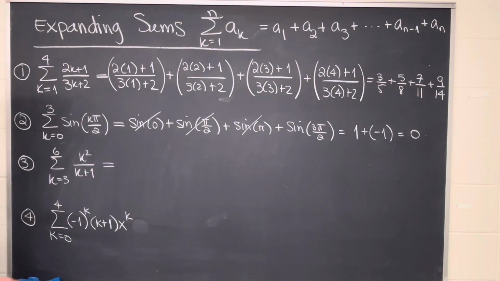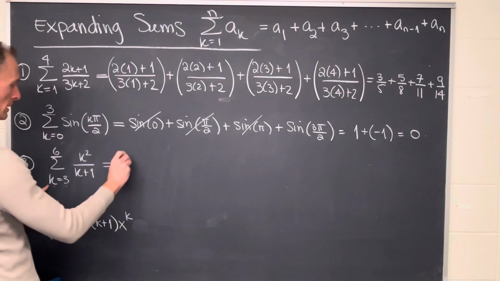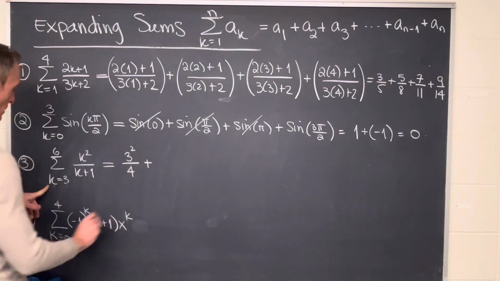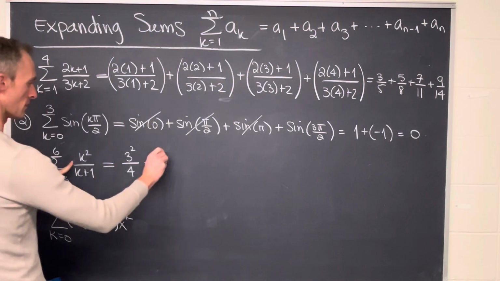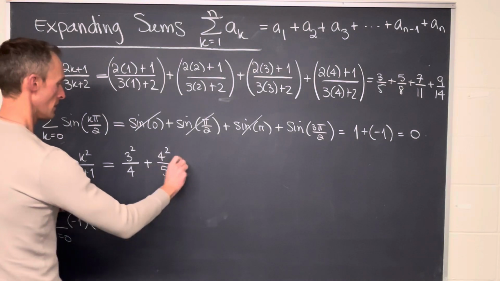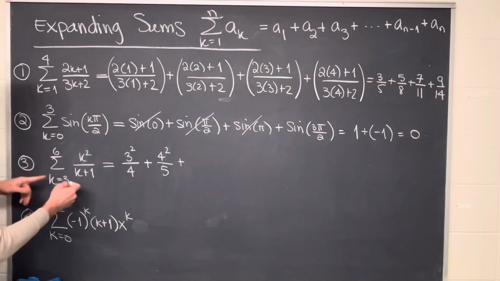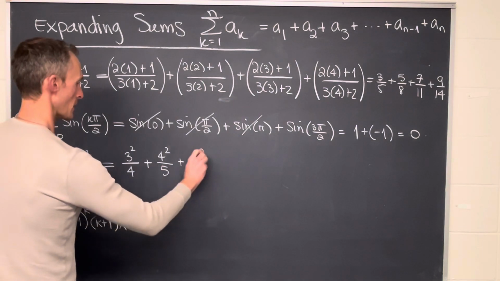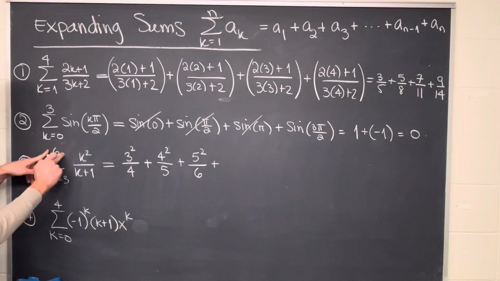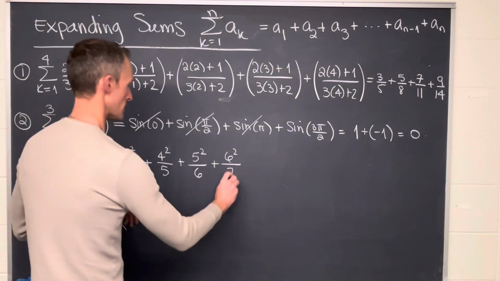Let's see what happens. So if I start with k is equal to 3 and I plug in, I get 3 squared over 3 plus 1, which is 4. Plus, now k is 4. I'm going to get 4 squared over 4 plus 1 is 5. Plus, okay, so that was k is 3, k is 4, now I'm at k is 5. So I'm going to get 5 squared over 5 plus 1 is 6. And then now k is 6, so that's going to be 6 squared over 6 plus 1 is 7.